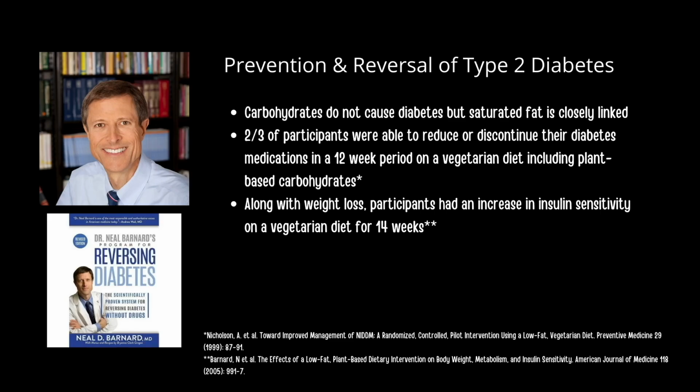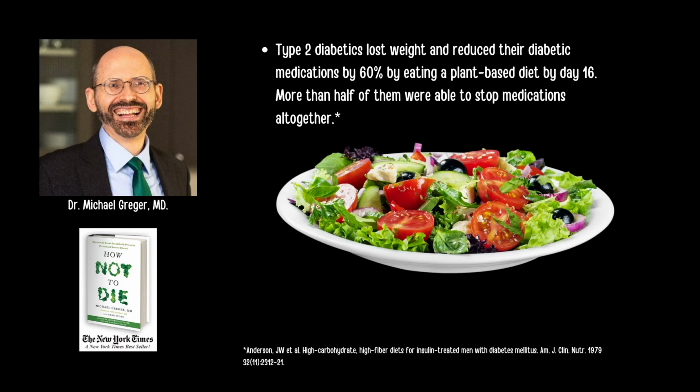In Dr. Bernard's book, Reversing Diabetes, he presents that carbohydrates do not cause diabetes, but rather saturated fats are the main culprits. He presents several studies pointing to vegetarian and vegan diets as showing a reduction in the incidence of type 2 diabetes. In Dr. Greger's book, How Not to Die, he references several studies indicating that type 2 diabetics lost weight and reduced their diabetic medications by 60% by eating a plant-based diet, and more than half of the study participants were able to stop medications altogether.